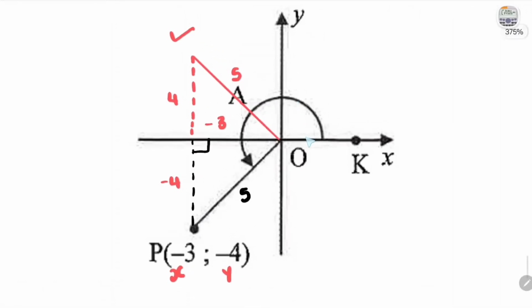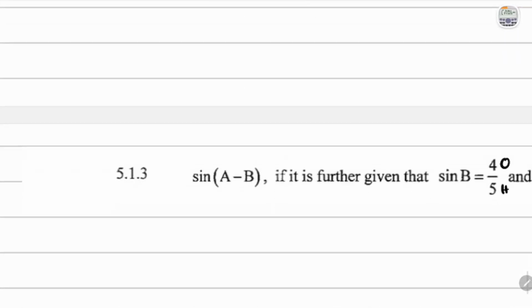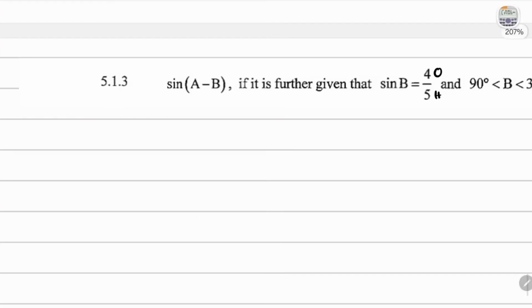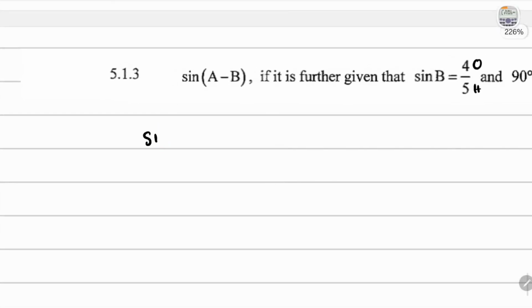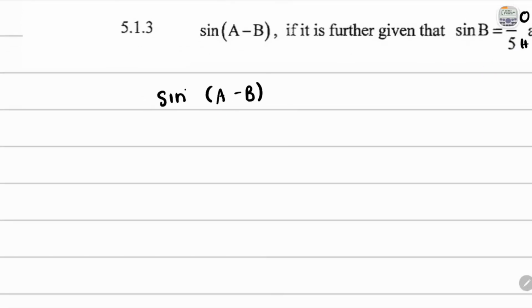Okay, but now we have B. This is not A anymore, this is B. So we have the diagram down, and then finding sine (A minus B) should not be a problem. Sine (A minus B). What can we use to expand this? Because we don't know what their angles are. We can use the compound angle formula's expansion for this.